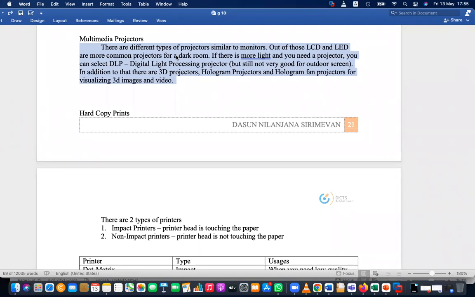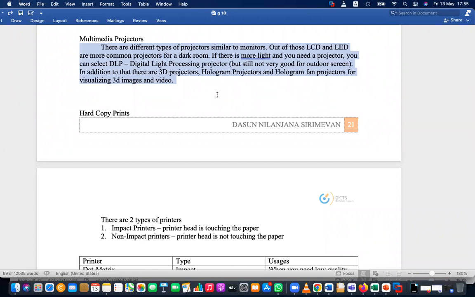In addition to that, we have 3D projectors, hologram fan projectors, etc. That is for 3D visualization, right? Out of that, you can create a hologram projector on your own. There's one version of the hologram projector that you can create on your own. Right? Actually, let's keep it as it is.